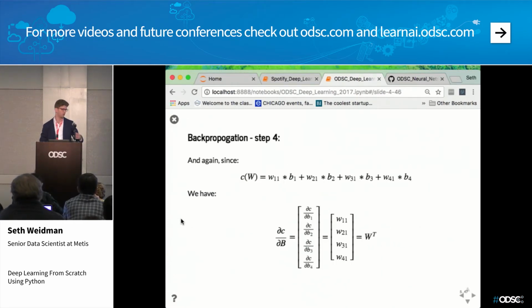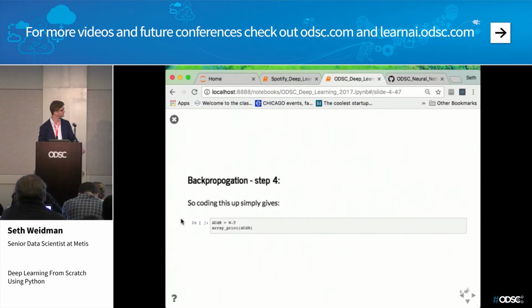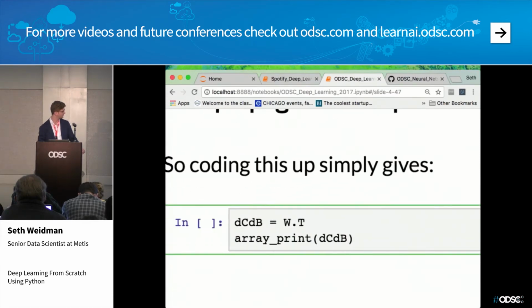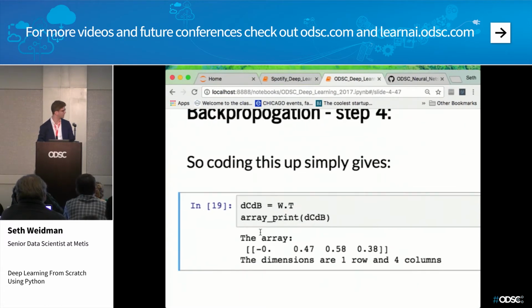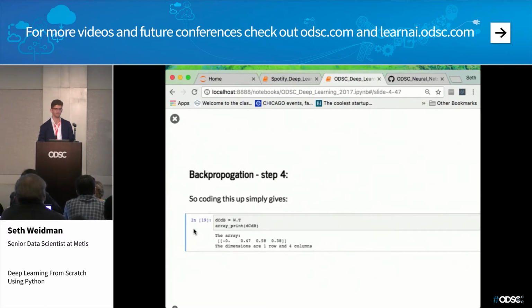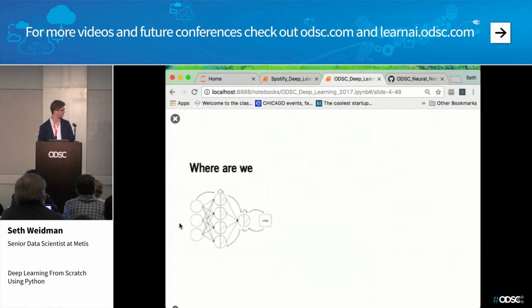Again, the point is that we're figuring out how much we need to adjust these weights explicitly using calculus in order to change the loss. And that's really the secret sauce of why neural nets work. Coding this up is easy. That array print is a helper function that's on GitHub that you can check out, but it's not built into Python or anything, just so you know.